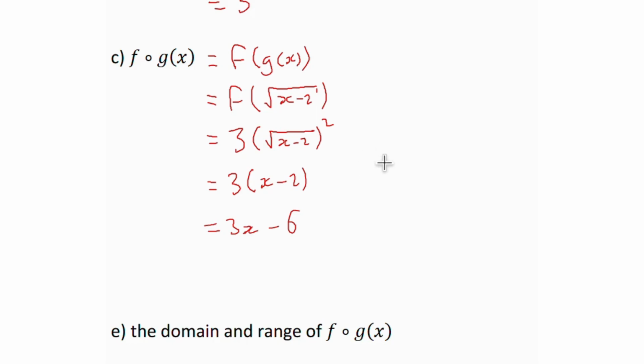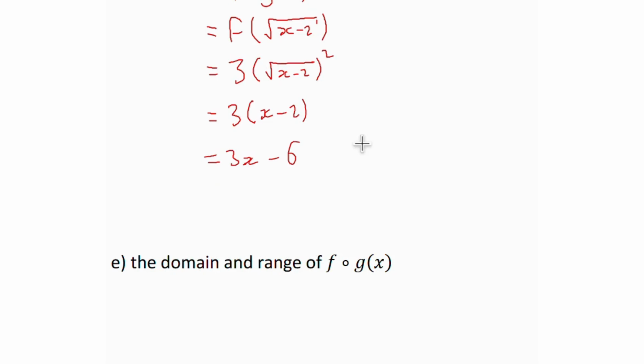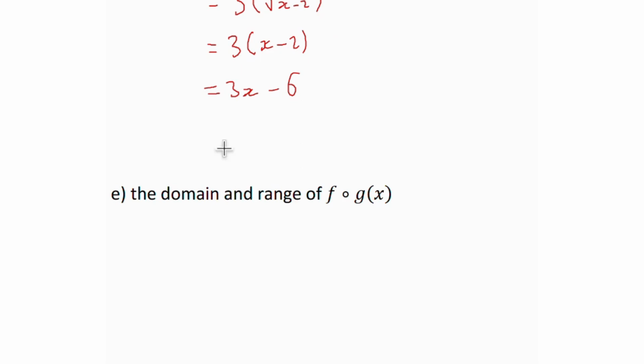Find the domain and range of f of g of x. Now, just looking at this, it looks like it might be all real numbers for both of them, but remember we have to consider the multiple things that are happening. So first of all, what happens with g? Well, when we put things into g, g is the square root of x minus 2. So we can put anything in as long as x is bigger than or equal to 2. And we can get anything out of that which is bigger than or equal to 0.